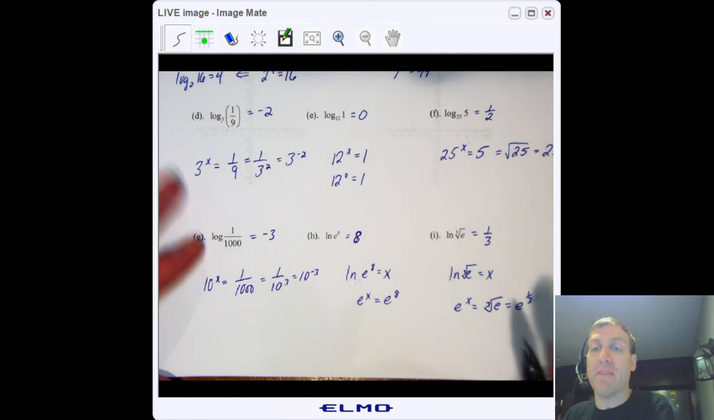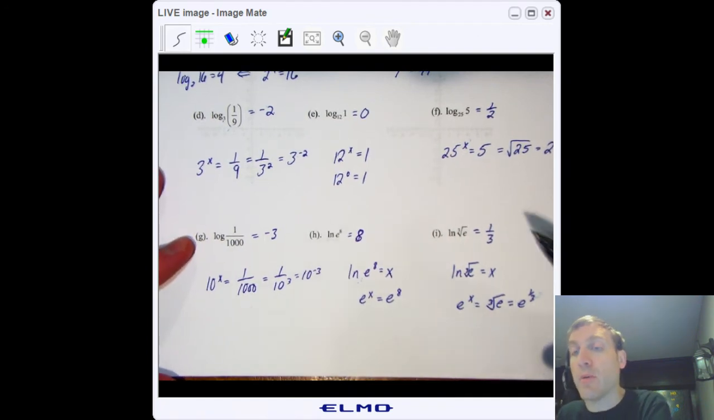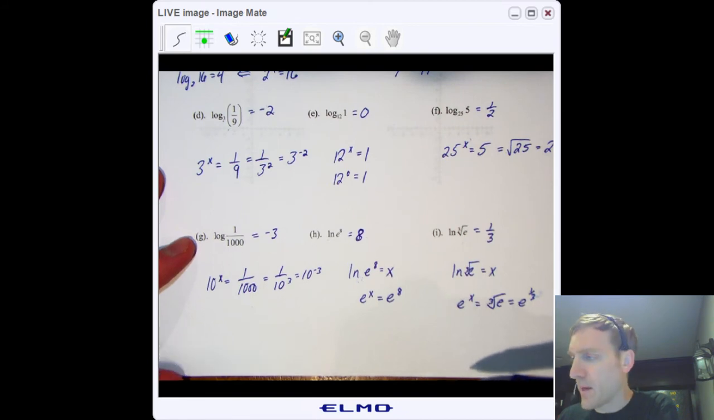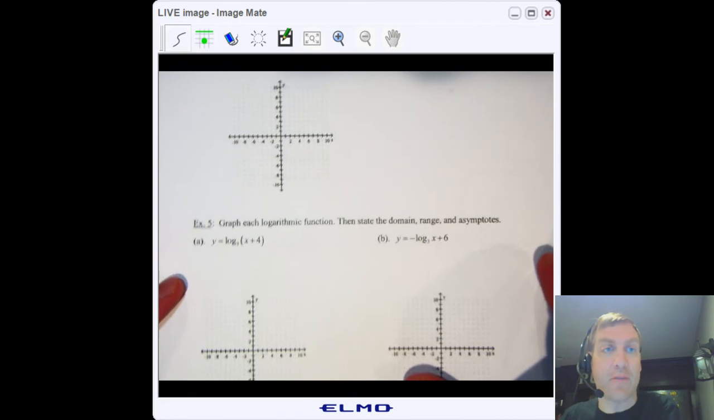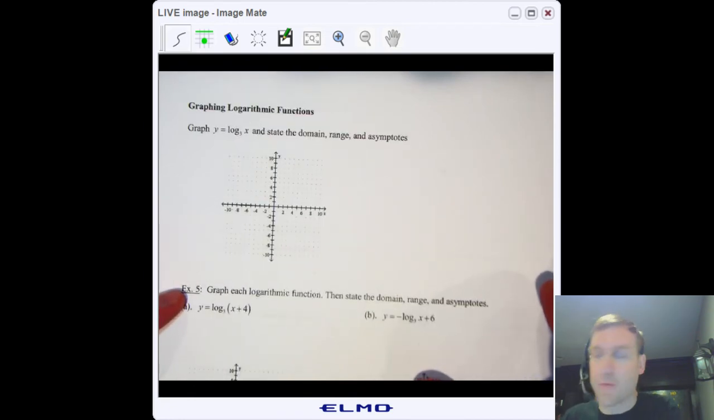Okay, so that's how we evaluate logarithms. This is sort of the most important thing we'll be doing in this section, evaluating logarithms. Okay, the last two examples: graphing log functions, graphing logarithmic functions.